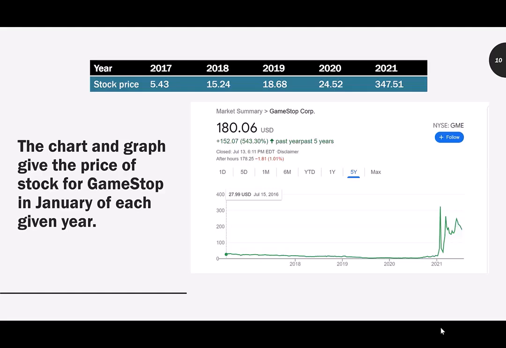And we can see that big fluctuation in prices over the time. What's interesting is from 2017 to 2020, there wasn't a huge change. You can see it looks pretty flat in our graph. But then when you look at 2021, there was a huge amount of change.